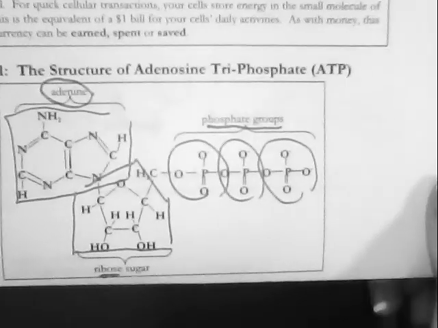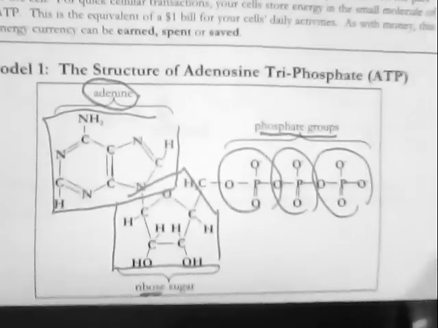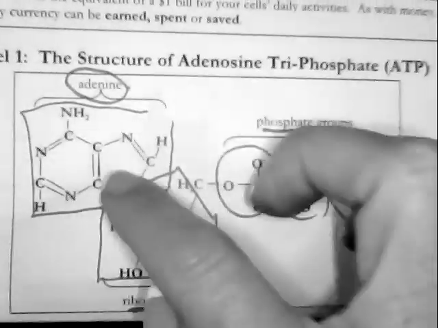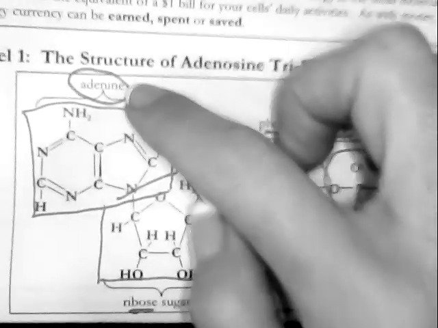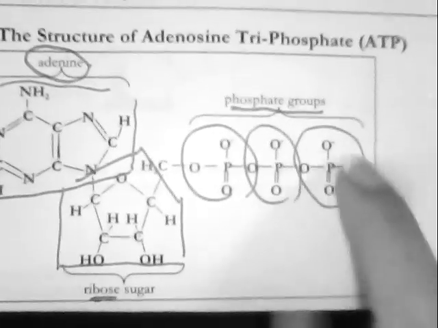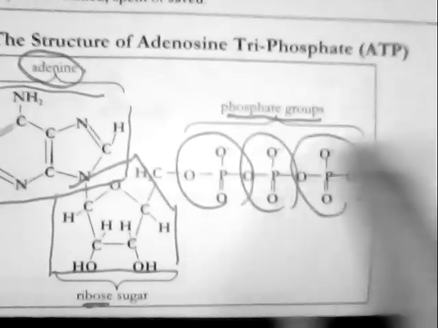Now here's our big guy. He is ATP. So this is your structure of adenosine triphosphate. Now I want to go over a few things here. Your nitrogen base here is actually known as adenine. You also have your 5-carbon sugar, which is known as ribose. And then you have your 3 phosphoric acids, which when we put them together is your phosphate group.